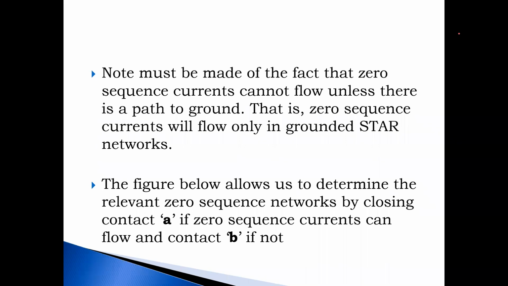What we're saying is that for the contacts that we show in the network, we are going to close contact A if zero sequence can flow. Based on what we said earlier, you're only going to have zero sequence if and only if there's a path to ground from the star point. So you're only going to have that with grounded star connections. And then you close B if zero sequence cannot flow.